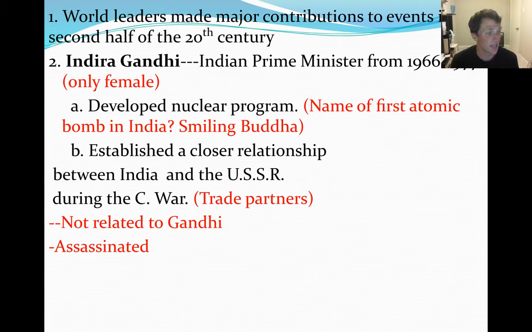So we had Indira Gandhi, the first female Indian prime minister, between 1966 and 1977. She's going to establish a close relationship between India and the Soviet Union during the Cold War. They developed a trade partnership, and under her they're going to develop the nuclear program in India as well, right? Just as a fun little fact, the name of the first atomic bomb in India is the Smiling Buddha. She's not related to Mohandas Gandhi, and she's going to be assassinated.